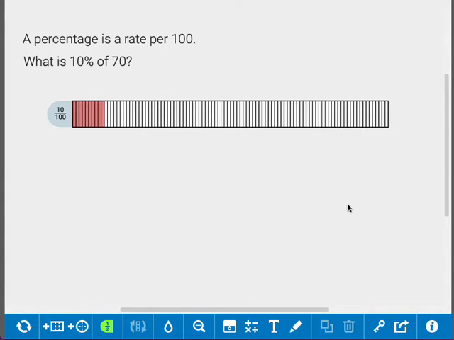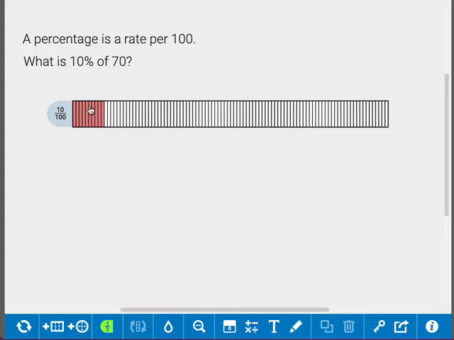It's Mrs. Nelson. We're going to be talking about percentages. Percentages are rates per 100. They are equivalent ratios, which means we can show them with equivalent fractions. So right here I have a fraction bar that's showing 10 hundredths. 10 out of 100 parts are shaded. I'm going to use this to represent 10% because percent does mean out of 100.